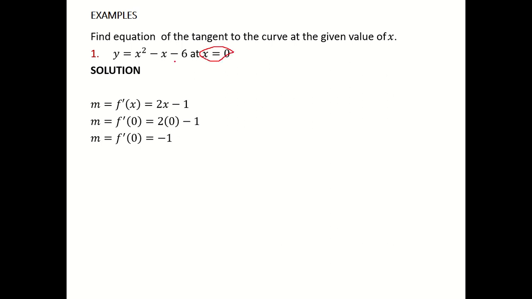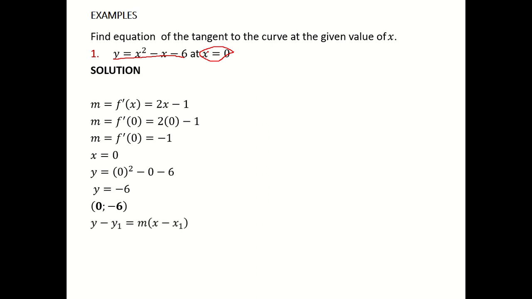and substitute it into this original equation. So where there's x, I'm going to substitute 0. Substitute this given x value into the original equation for you to get the y value. And the y value is -6. So basically, the y coordinate of this x value will be -6. So I will write it as a coordinate.